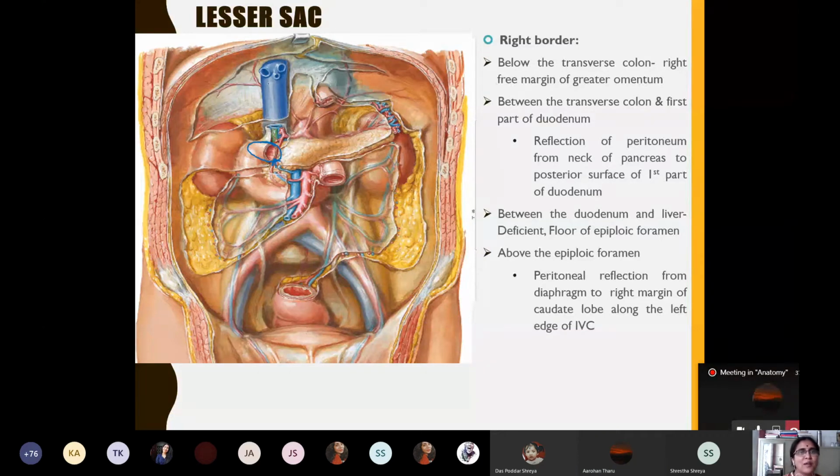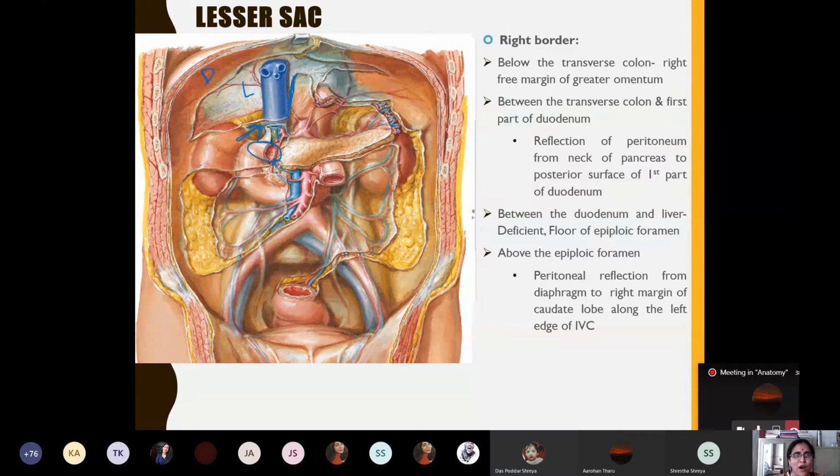Then between the duodenum and liver, here is liver. They have taken out the liver in this picture. What is here? Is there a right border? No. What is here? Epiploic foramen. Very good. And above the epiploic foramen, this right border is formed by reflection of peritoneum from what is this? Diaphragm. Diaphragm to the inferior surface, yes, diaphragm to which lobe of the liver? Caudate lobe of the liver, right margin of caudate lobe of the liver.